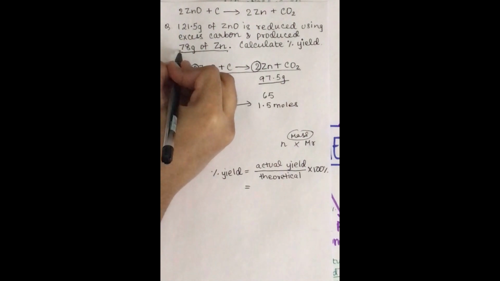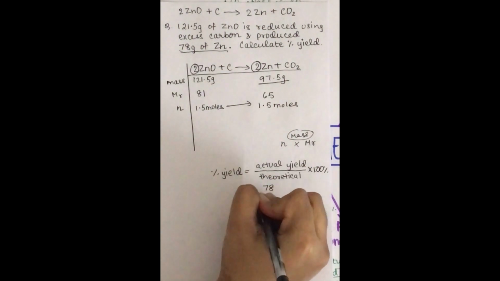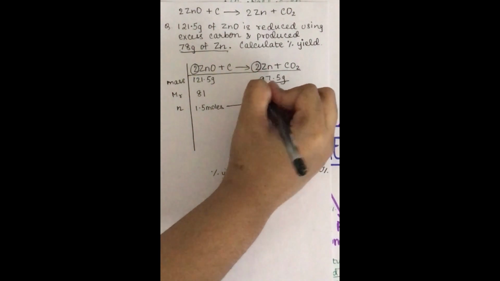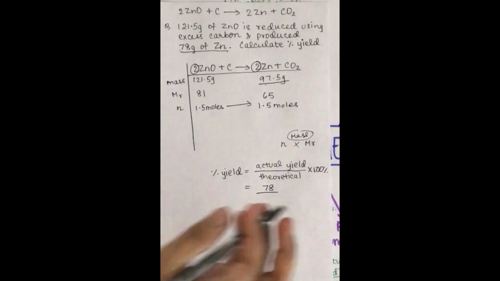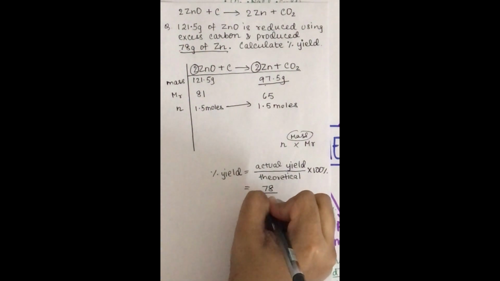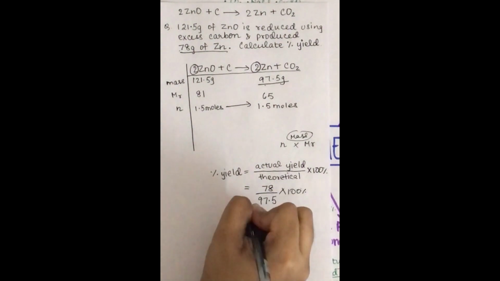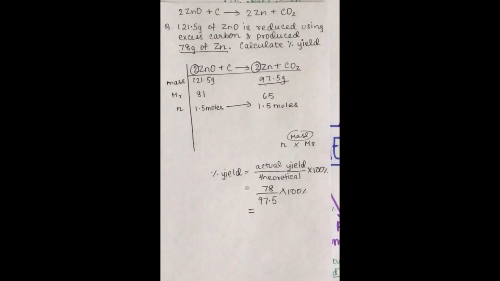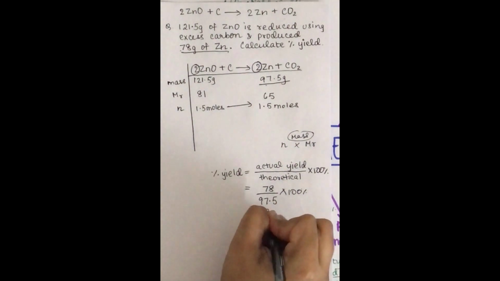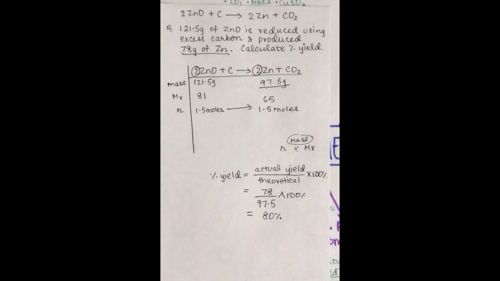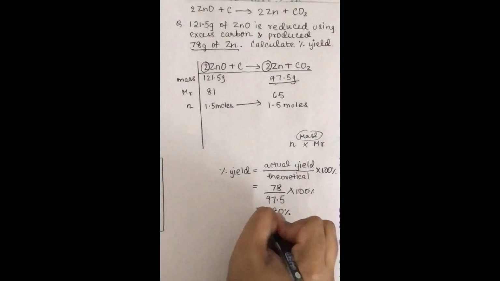This is what the reaction produced. So 78 divided by the theoretical yield, which is what we get from the calculation using the mass, number of moles, MR. So that's 97.5. We multiply it by 100%. Put it in the calculator. So 78 divided by 97.5 into 100% will give us 80%. So percentage yield of this reaction is 80, and that will be our final answer.